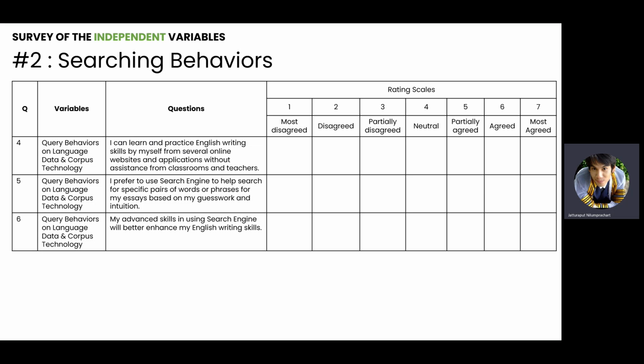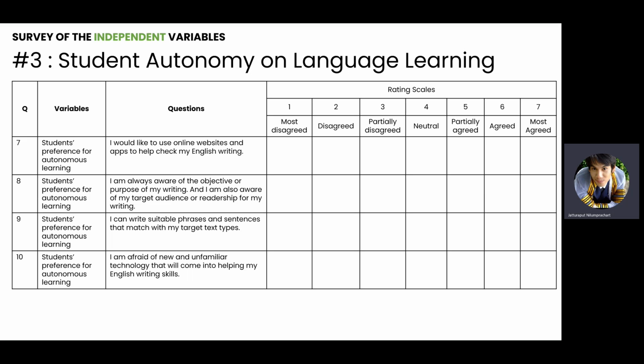So these are on the 1 to 7 scale. And then the last one, we ask about their own autonomy in language learning.